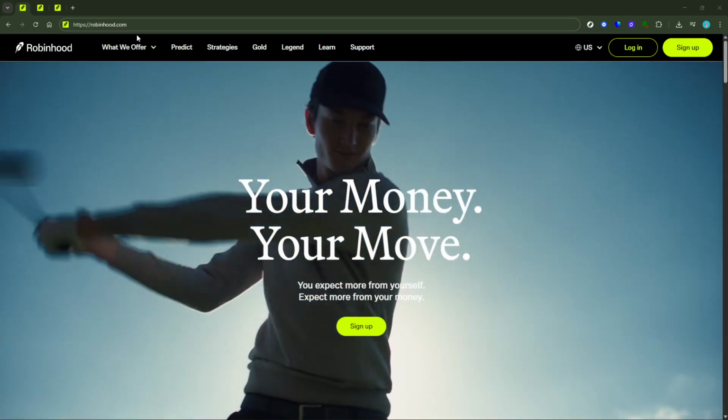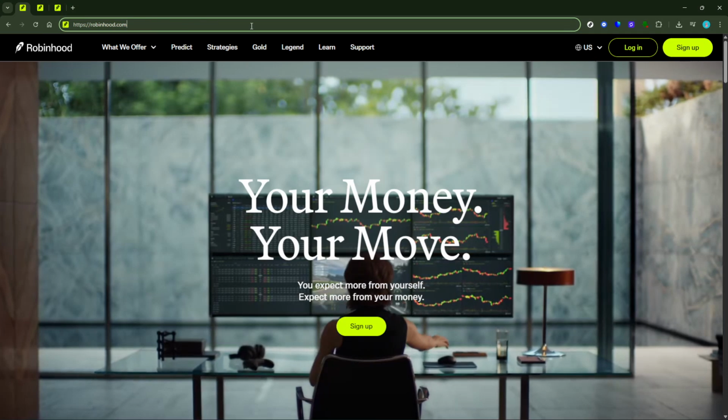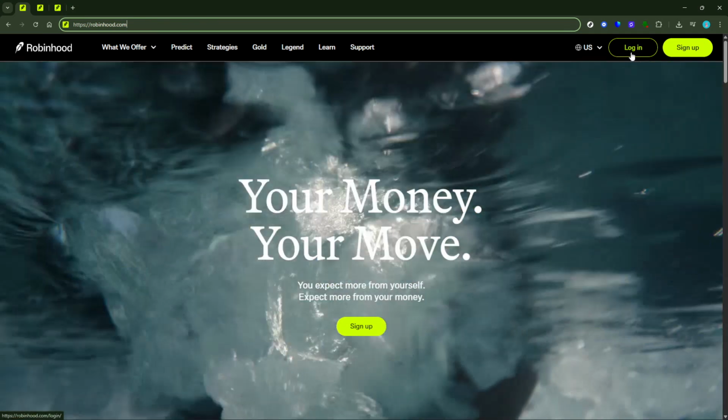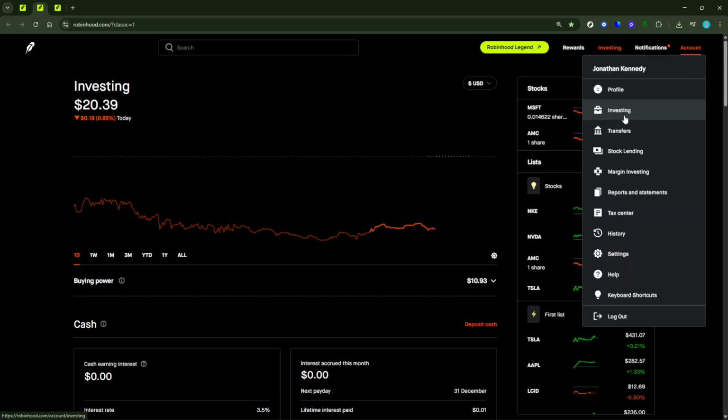First, let's begin at the very start. Head over to robinhood.com and log into your account as you normally would. Once you're inside your dashboard, navigate to the top right corner and click on the Account button. In the menu that appears, select Investing. Here, you'll see an option to enable margin investing. Go ahead and click to enable it.